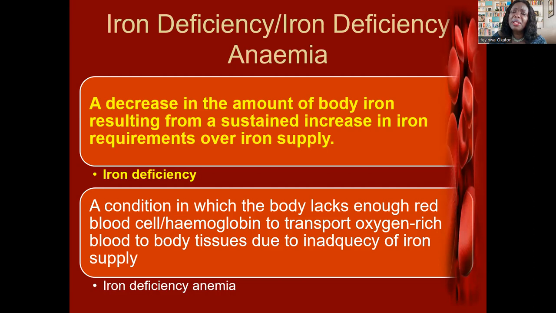These proteins, like ferritin and hemosiderin, store iron in case we don't get enough from our diet, so the body can still produce red cells from this stored iron. We also have another way that our body conserves iron: by recycling old red blood cells that have been catabolized. The iron content of those red cells is recycled and reused. So the body can be iron deficient without having the anemia aspect of it.